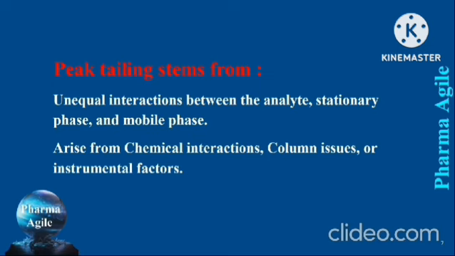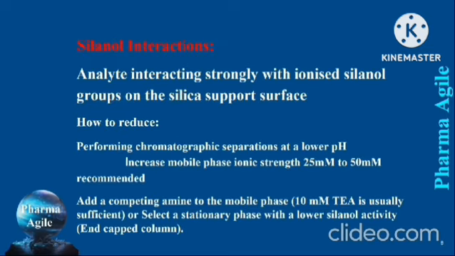Here I will explain the primary causes of peak tailing and how to resolve these causes for a better chromatographic peak in analysis in the pharmaceutical industry. Silanol groups on the surface of silica-based columns can interact with primary functional groups of the analyte, leading to secondary interactions and peak tailing. How to reduce these silanol interactions? Performing chromatographic separations at a lower pH can minimize silanol interactions and reduce peak tailing caused by acidic silanol groups.